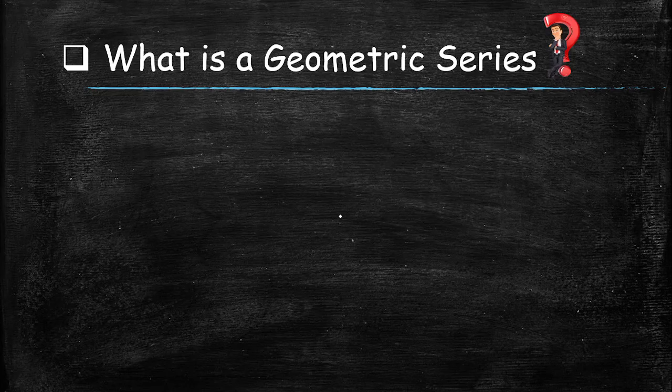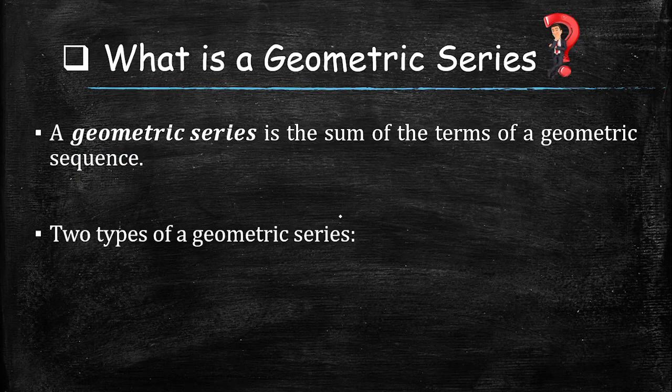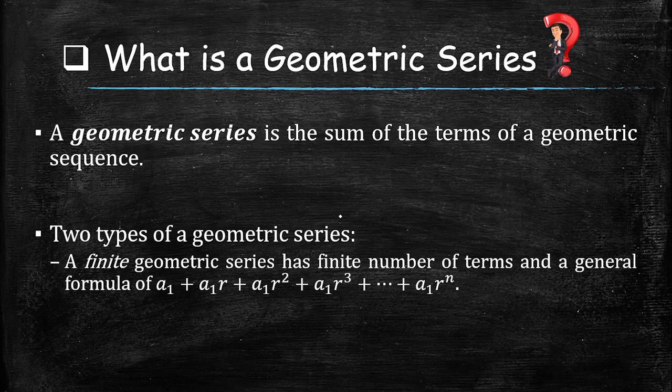What is a geometric series? A geometric series is the sum of terms of a geometric sequence. There are two types of a geometric series. The first one is a finite geometric series, which has a finite number of terms and a general formula of a sub 1 plus a sub 1 times r plus a sub 1 times r squared plus a sub 1 times r cubed plus so on and so forth plus a sub 1 times r raised to n.